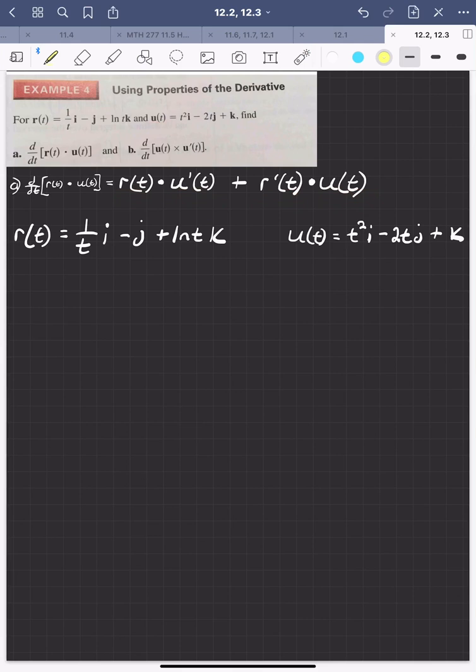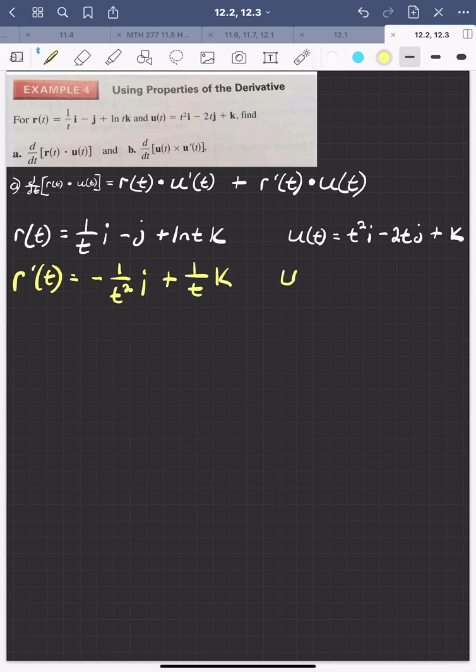All right, starting with r prime. We're going to go through this as quickly as possible here. So r prime would just be, well, we have 1 over t, so that would be t to the -1, so the derivative is -1 over t to the power of 2, i, plus, well, what do we have? The derivative of ln t with respect to t is just 1 over t.